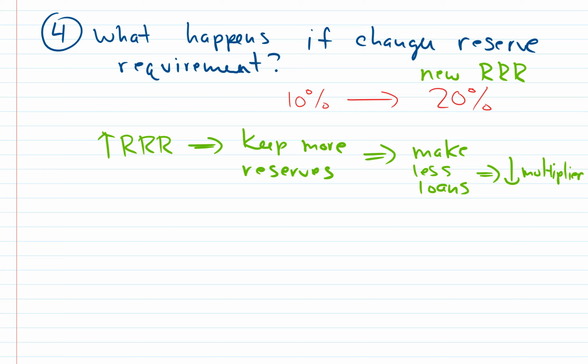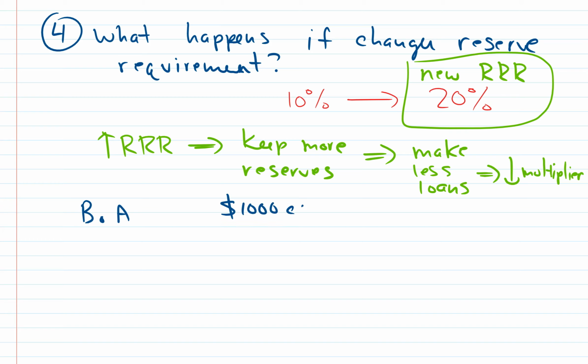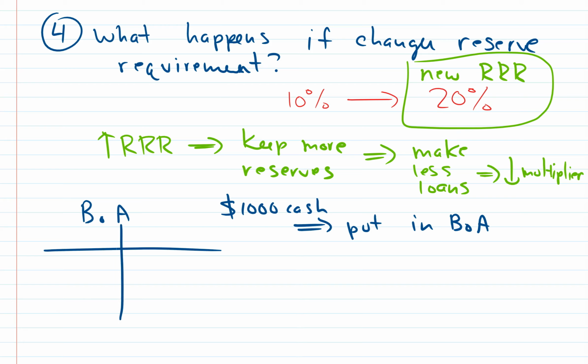Okay, so we're dealing with this 20% required reserve ratio. Our Bank of America gets $1,000 cash put in the bank. The first step is actually not going to be any different. We get a deposit of 1,000, and they now have 1,000 of reserves. But where the difference comes in is their loan.